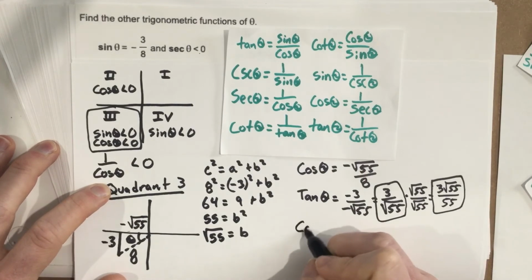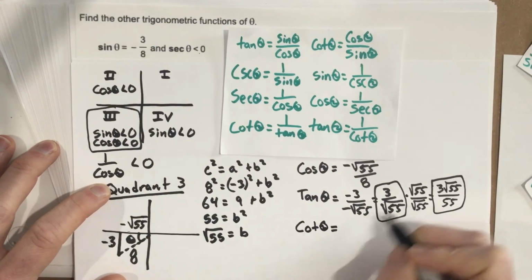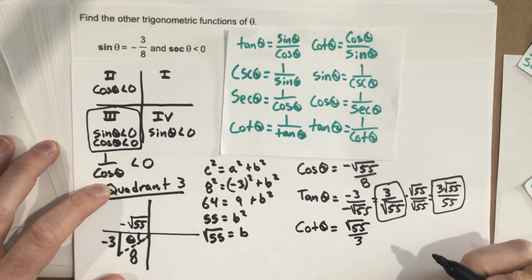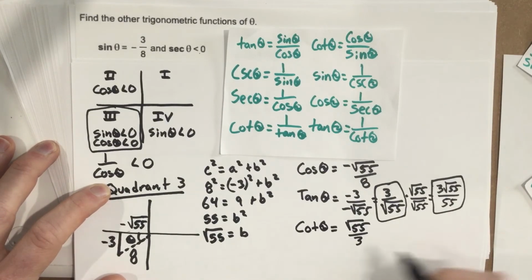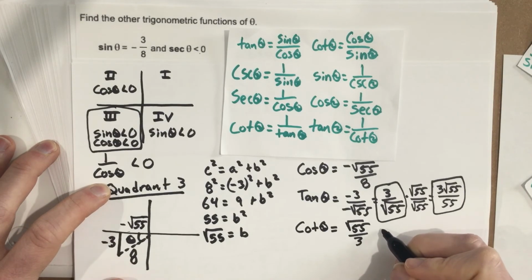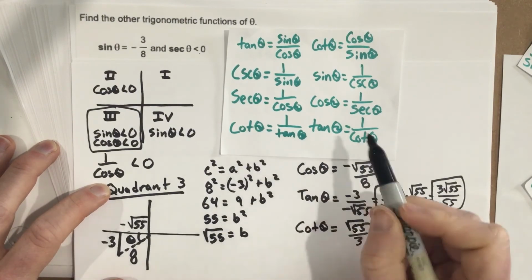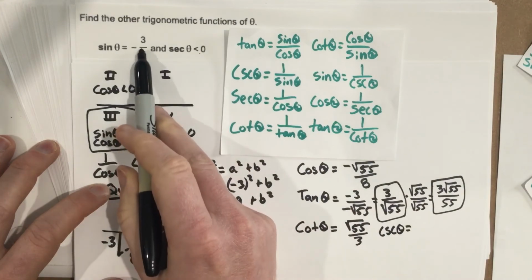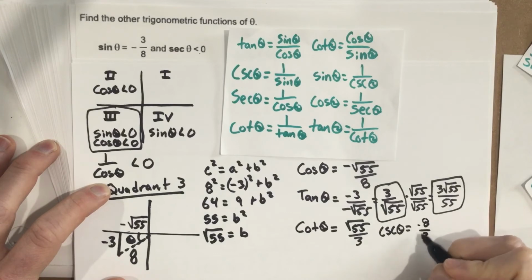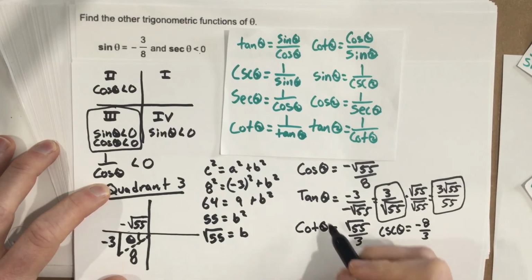We know cotangent theta is the reciprocal of tangent, so we're just going to say cotangent is root 55/3. That's pretty easy. We know that cosecant theta is 1 over sine. Well, it's the reciprocal of sine. That's a -3/8, so -8/3 would be what cosecant is. Let's go ahead and circle these.